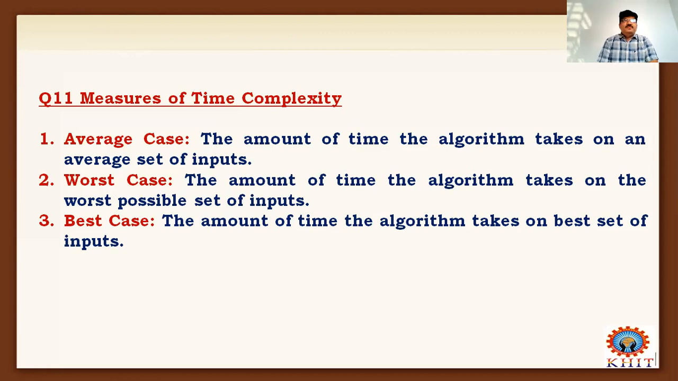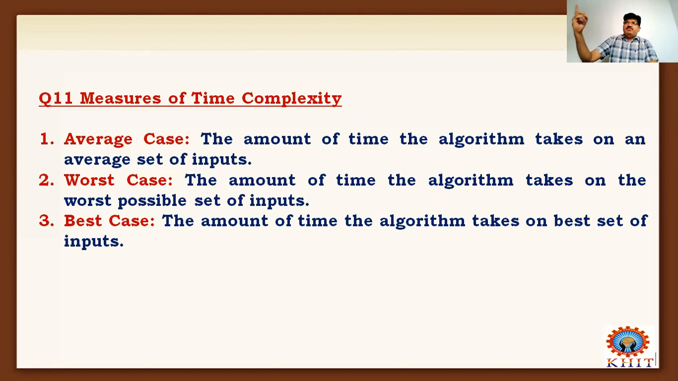The example is sorting. If you want to sort the elements in an array, there are 10 elements in the array. You need a step-by-step procedure. Whenever you want to test whether the array elements are sorted or not, if the elements are already sorted, how much time is required to execute the task? Only one step is required. That is called best case.